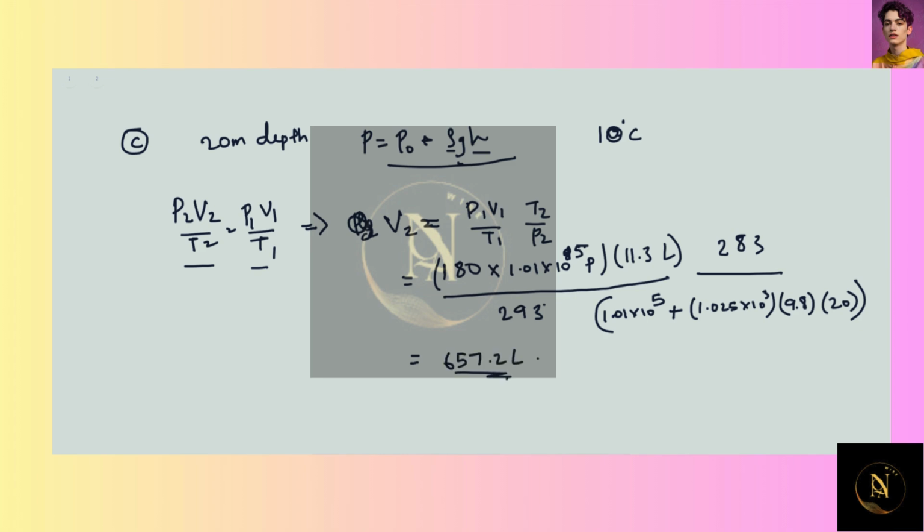Now this would be the volume of the gas if it got out of the scuba equipment. So simply doing the same calculation as in part B, given that we use 24 liters per minute, how long will it last us? That would be 657.2 divided by 24, which turns out to be 27.38 minutes, which is almost 27 minutes.